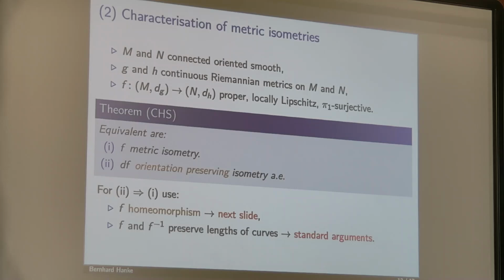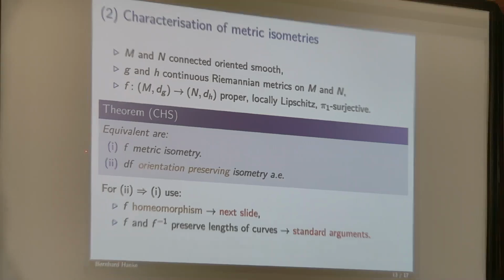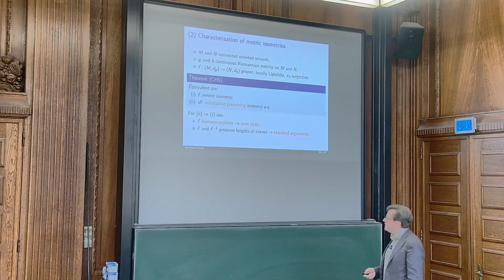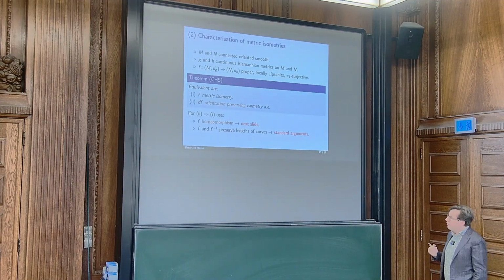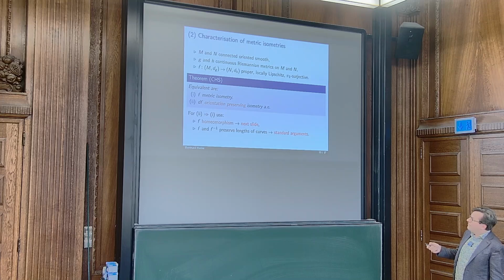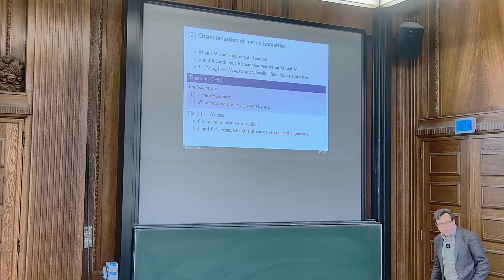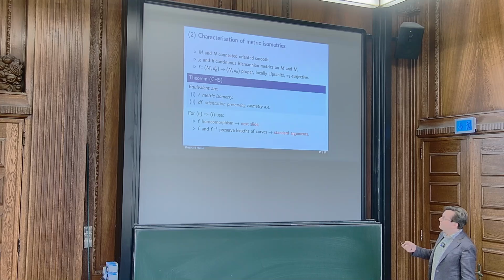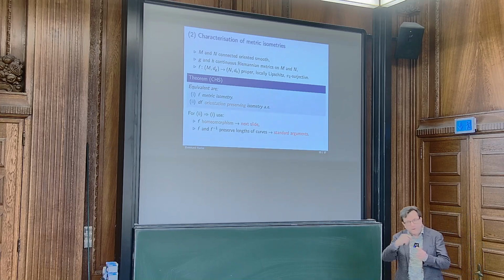Obviously, the difficult part is going from 2 to 1. Going from 1 to 2 is elementary. Going from 2 to 1 is the difficult part. And the difficult problem is proving that f is actually a homeomorphism under these conditions. Once you have this property, then you can make the usual length comparison arguments to conclude that with this condition, df is an isometry almost everywhere, the length of curves is preserved and f is invertible.